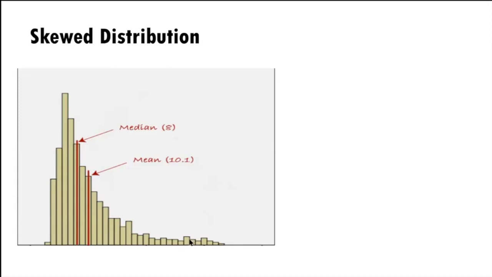So skewness is measured by its tail. The tail is going towards the right side, that's why we say that it is a right skew. In that case, you can see this is the median and this is the mean of the data.